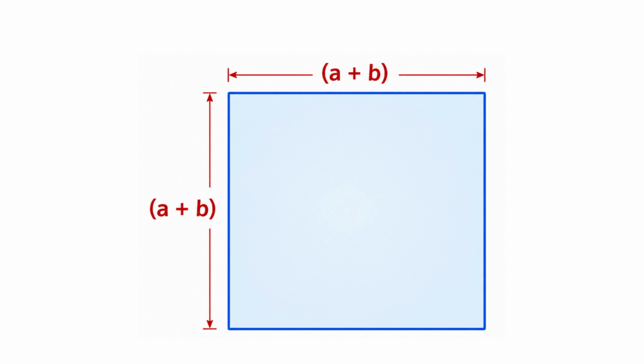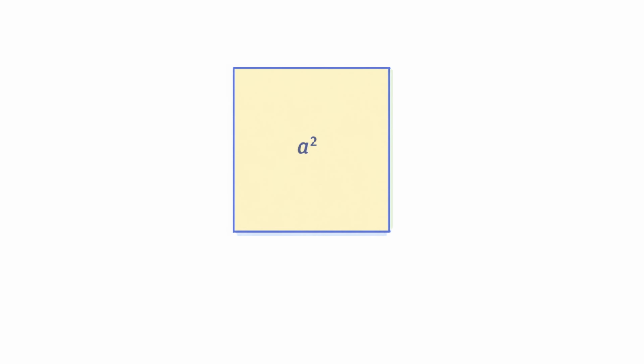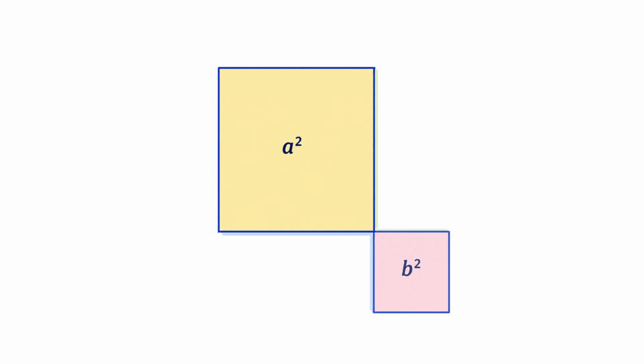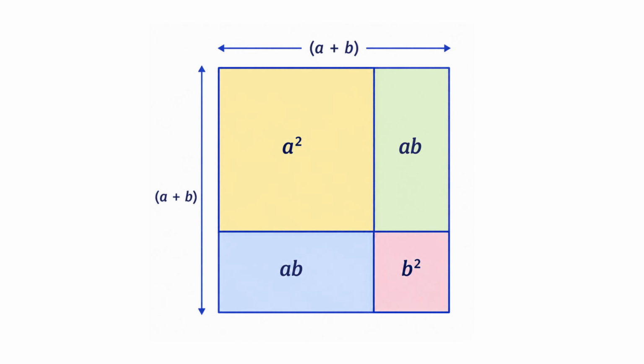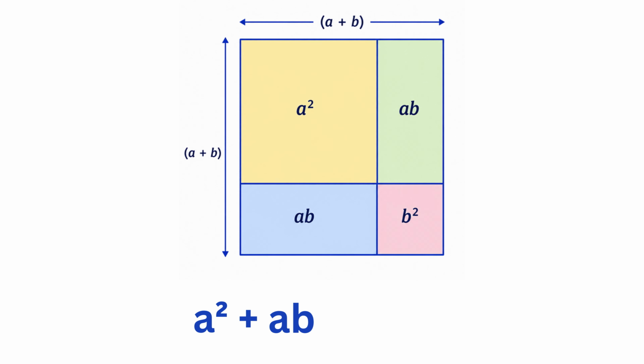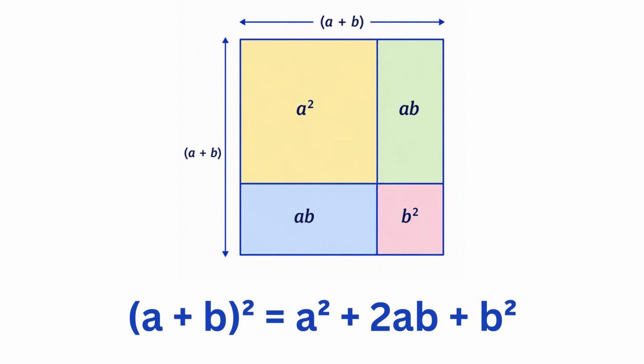Imagine a square of side length a + b. Its area is (a + b)². Now divide this large square into 4 parts: a square of area a², a square of area b², and 2 rectangles, each having area ab. Adding the areas of all 4 parts gives a² + ab + ab + b², which simplifies to a² + 2ab + b². This gives us a visual proof of the identity.